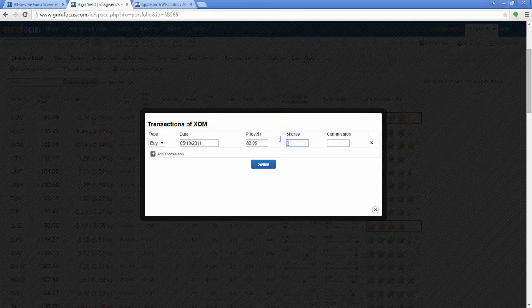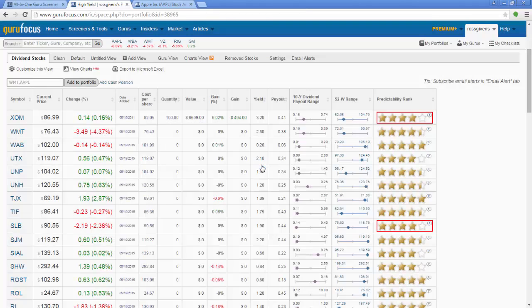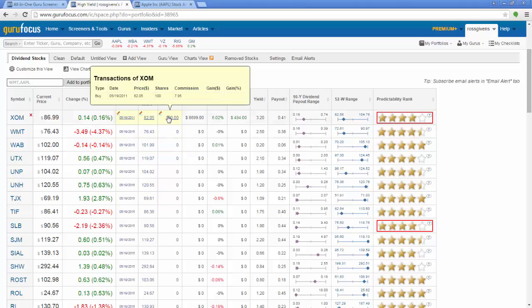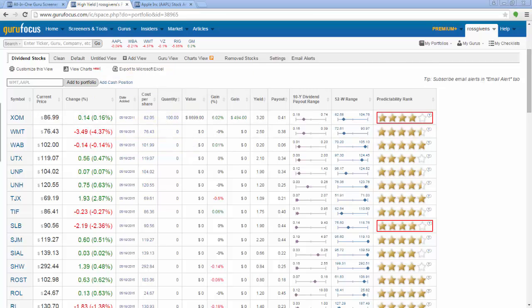You put in the number of shares, say you bought 100 shares. And if you really want to get specific, you can put your $7.95 commission in there and hit save. And now it's tracking the stock, right? What we see across the top is it's got its current price, your cost basis on it, the value of the holding, the percentage gain, the dollar gain, and what you're yielding today.